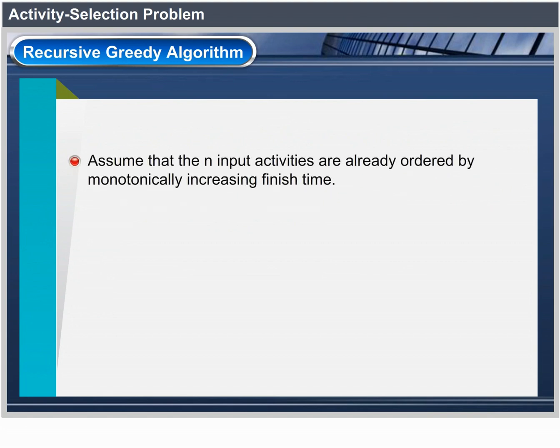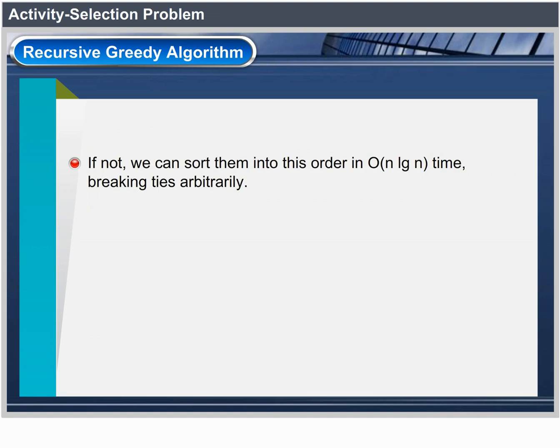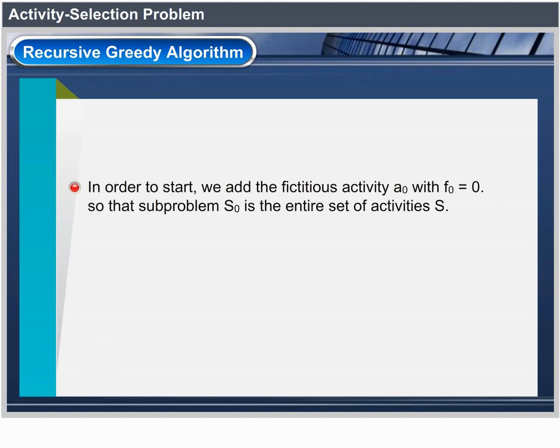Assume that the n input activities are already ordered by monotonically increasing finish time. If not, we can sort them into this order in big O of n log n time, breaking ties arbitrarily. In order to start, we add the fictitious activity A0 with F0 equal to 0, so that subproblem S0 is the entire set of activities S.